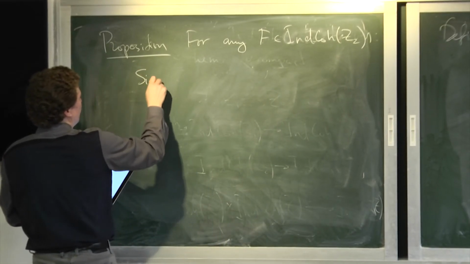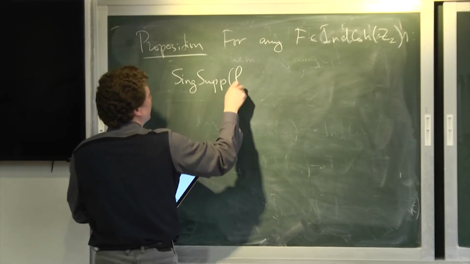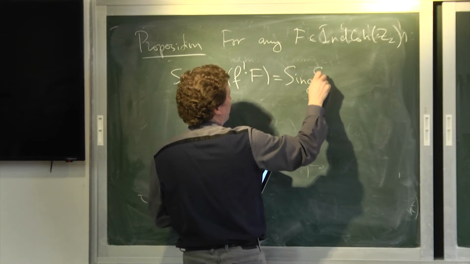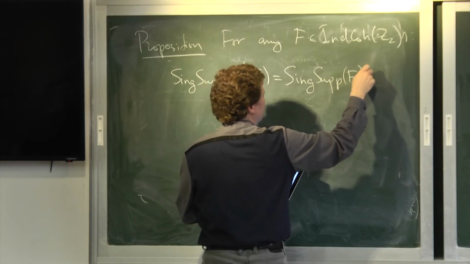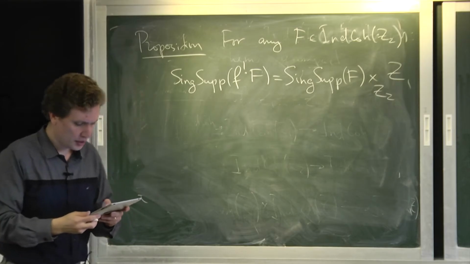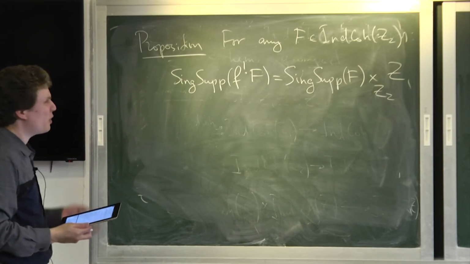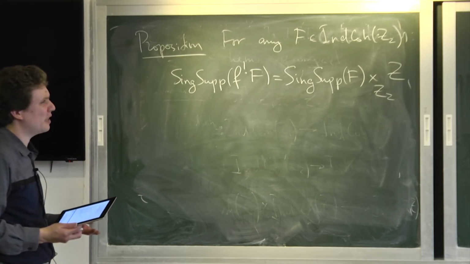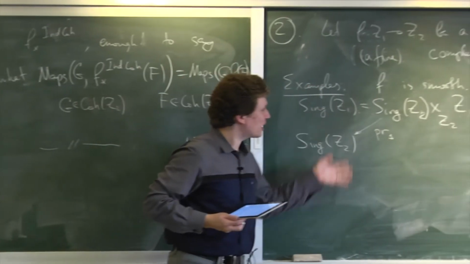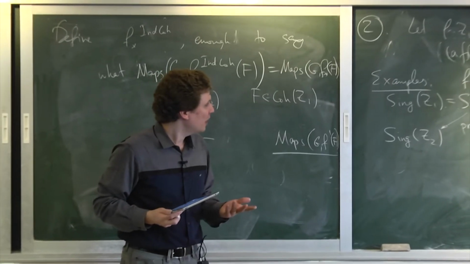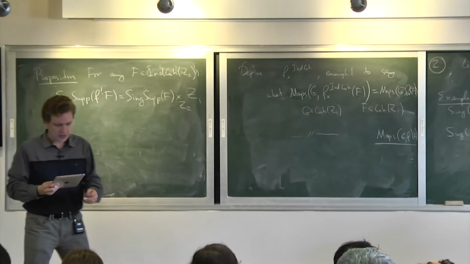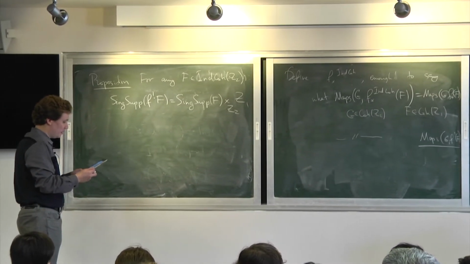So the singular support of its pullback is the preimage of the singular support of F. I guess I can just write it like this. And that's a relatively easy exercise somehow. The point is that if you write this all explicitly as complete intersections, then the cohomological operations upstairs will be the pullbacks of the cohomological operations downstairs. So the cohomological operations are compatible.